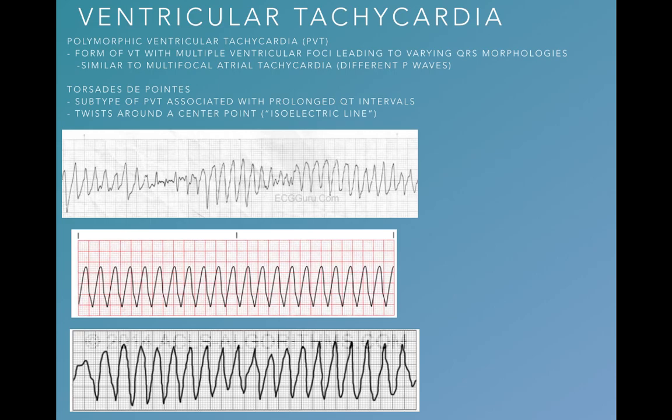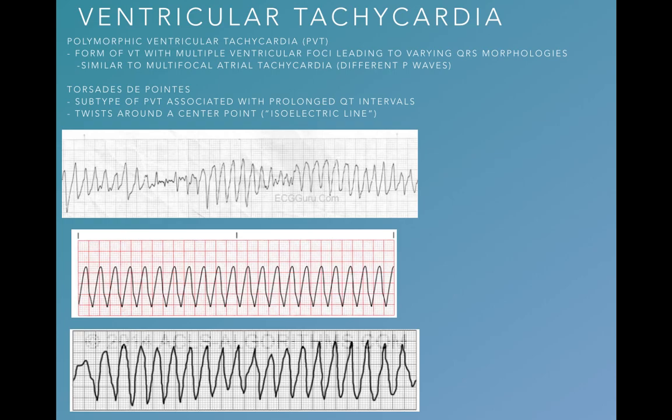And then there's something called torsades, which is commonly tested. That is a subtype of polymorphic ventricular tachycardia, and it's associated with prolonged QT intervals. So if someone has a severely prolonged QT interval, it might start out as a regular rhythm with a prolonged QT, but that can develop into torsades. So it's important to figure out the cause of their prolonged QT.